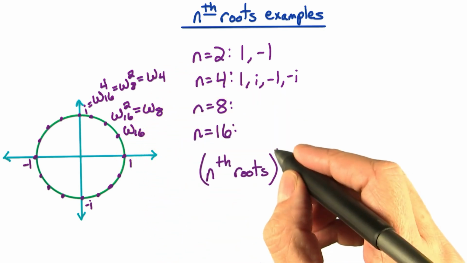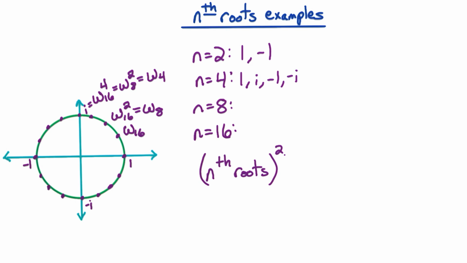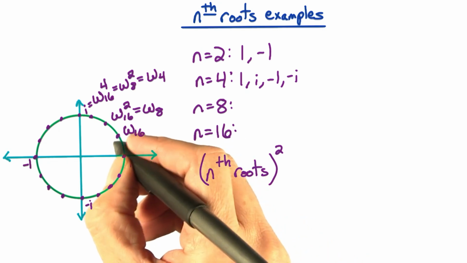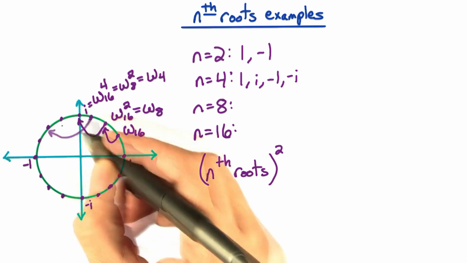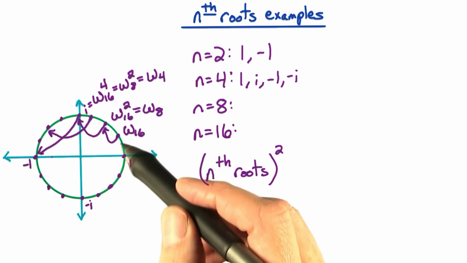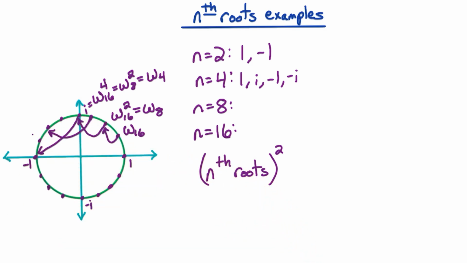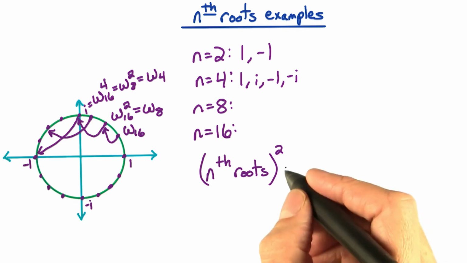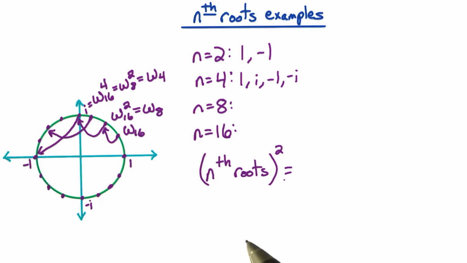So take the nth roots and square them. And let's suppose that n is a power of 2, as in these examples. So what happens when you take the 16th roots squared? Well, this one goes there. This one goes there. This one goes there. This one goes there. What do you get? You get every other one of the 16th roots, which are the 8th roots. So the 16th roots squared are the 8th roots. And when n is a power of 2, the nth roots squared are the n over 2nd roots.